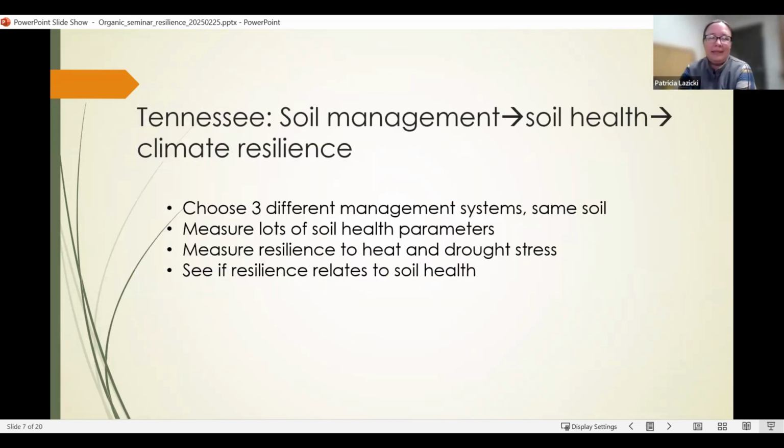So I did a postdoc in Tennessee where I got the opportunity to look at the links between soil management, soil health properties, and climate resilience. So the basic idea was choose 3 very different management systems on the same soil type, measure a ton of soil health parameters, measure resilience to heat and drought stress under controlled conditions, and then see if resilience relates to soil health and which aspects of soil health it relates to.